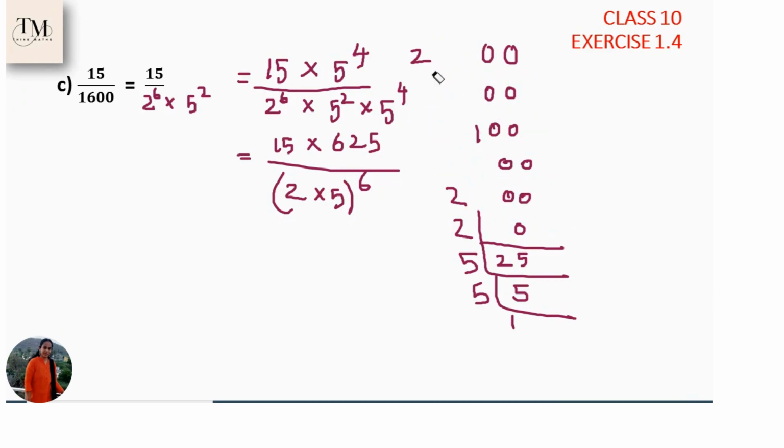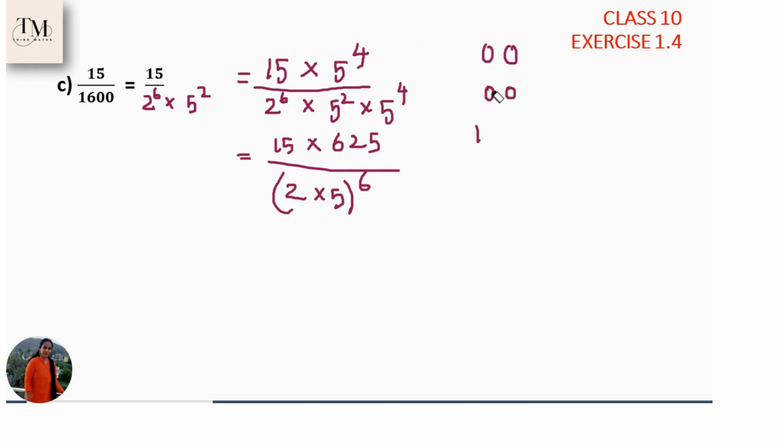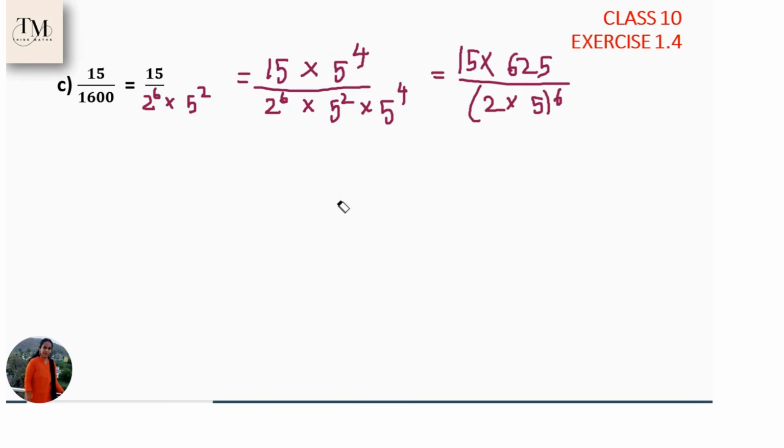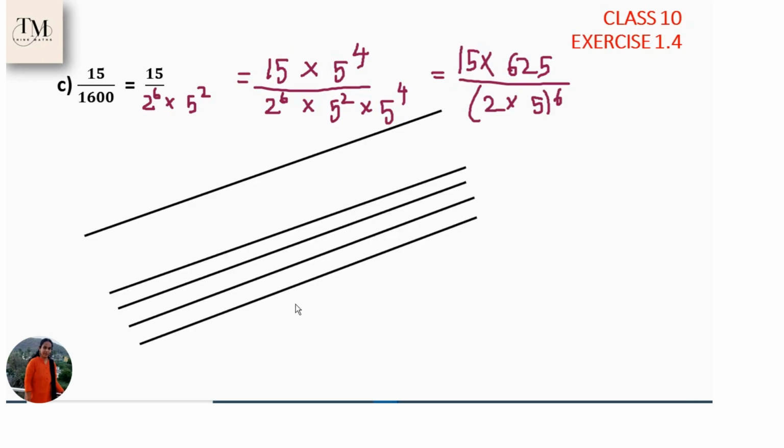Before that I will erase some values. Okay. So I write this here: 15 into 625 divided by 2 into 5 to the power 6. So for following the Japanese trick, you have to draw lines, right? So I erase some values to get space. So for 15, you have to draw one line. For 5, 1, 2, 3, 4, 5.